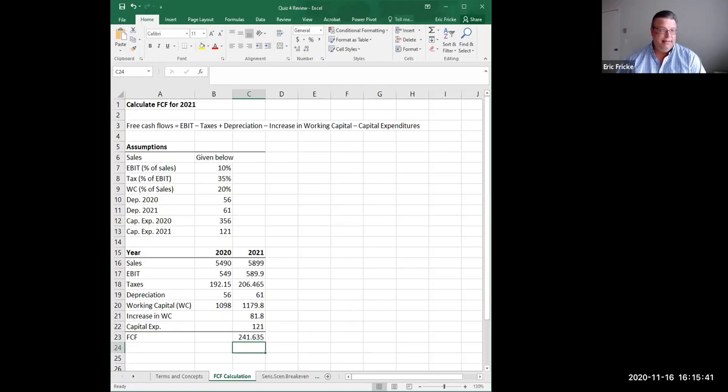Any questions about that? So that's an example of how to calculate free cash flows when you have an Excel model.